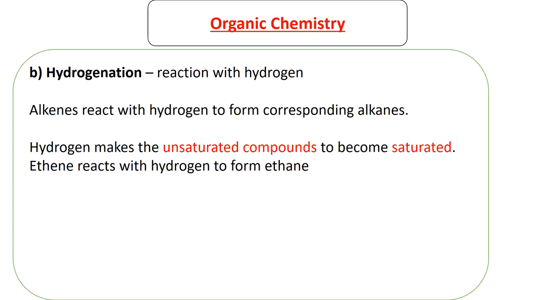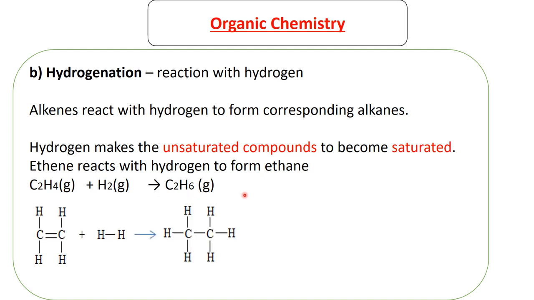Ethene reacts with hydrogen to form ethane, for example. So this is ethene. When you give it 2 hydrogen atoms, the hydrogen atoms will combine with these, and we're going to have 6 hydrogen atoms, which is ethane. So using structural formula, we have ethene reacting with hydrogen. The bond here is going to be broken and two new bonds are going to be formed to accommodate the two hydrogen atoms, and this is ethane. So it is now saturated.